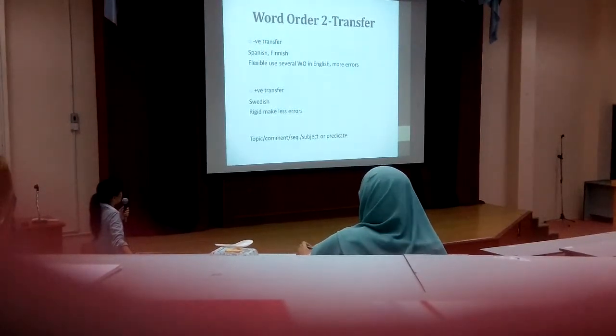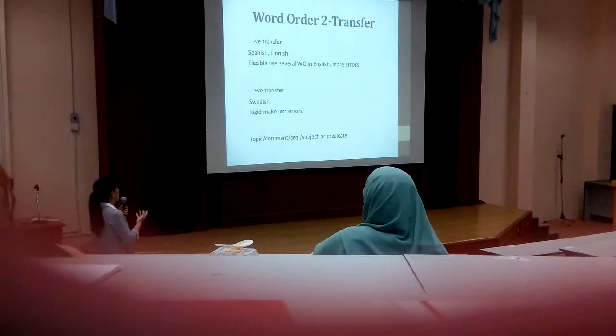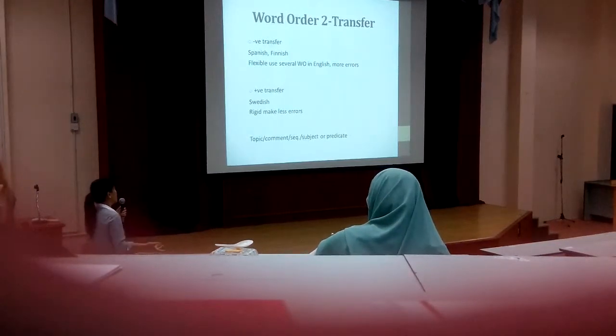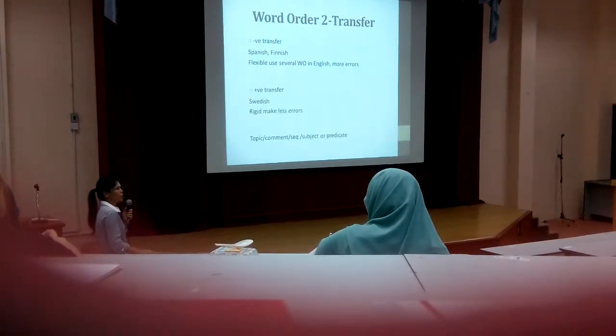Now Spanish and Finnish. Flexible, use several word orders, in English more errors. So another example. Now apparently when you're a Spanish speaker of English or Finnish speaker of English, you will have a lot of problems in word order. Why? Because in their language, the word order is very flexible.